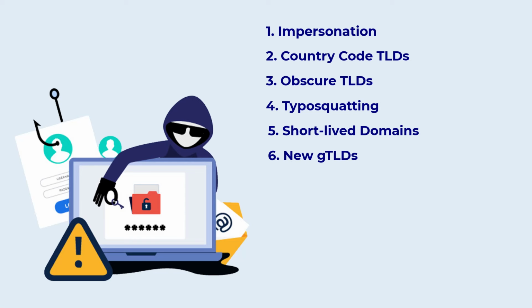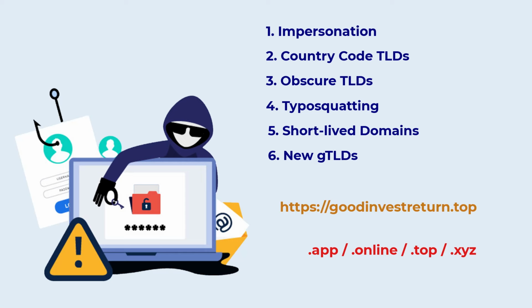Number 6, new generic top-level domains. With the introduction of new generic top-level domains like .app, .online, .top, and .xyz, scammers have additional options to register domains that may appear legitimate. Users may be less cautious with these new extensions.